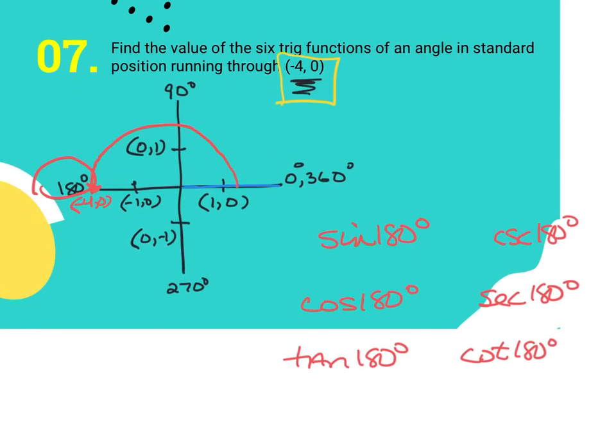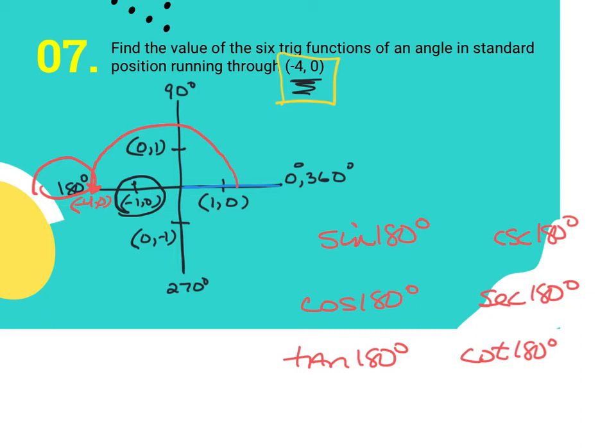Now, I could use the ordered pair they gave me, but remember, we can also use the initial ones I showed you. So I'm going to be using this ordered pair because it's still on the 180-degree angle. Whenever they ask you to find the value of the 6 trig functions and it's one of the quadrant angles, you don't need to use the ordered pair they give you. You can use the 1, 0 or the 0, 1, the -1, 0 or the 0, -1.